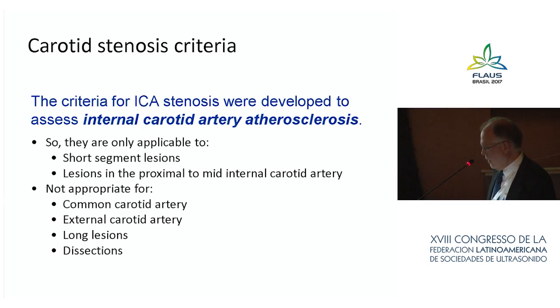So a couple of final comments about the internal carotid artery. Remember that the criteria that we talked about before were all developed to identify stenosis of the internal carotid artery. And therefore, they were developed to assess relatively short lesions, because atherosclerosis in most cases is a relatively short lesion in the carotid arteries, and they're in a particular location. These criteria really cannot be applied to the other carotid branches, or even the vertebral artery.